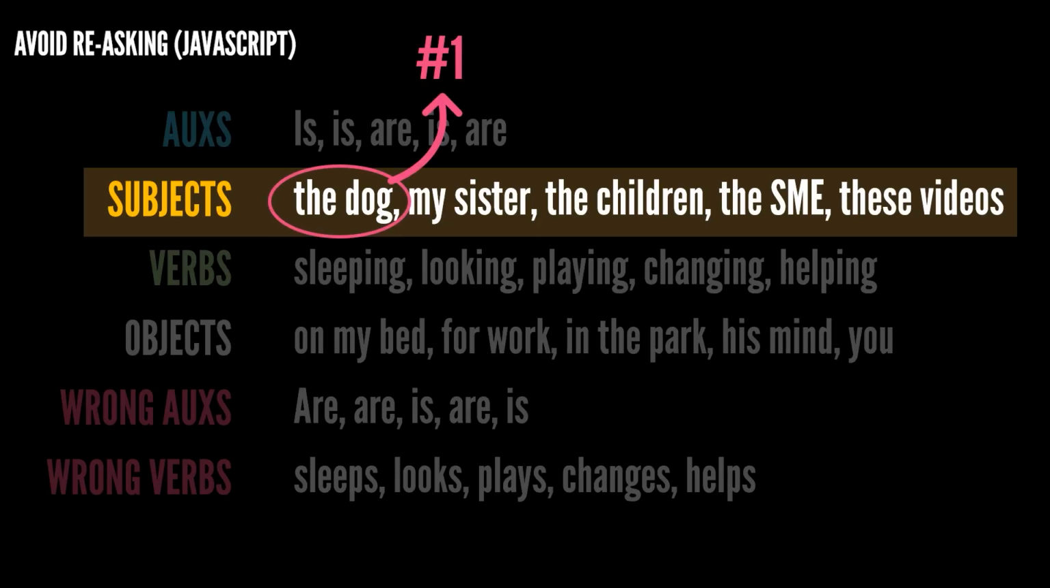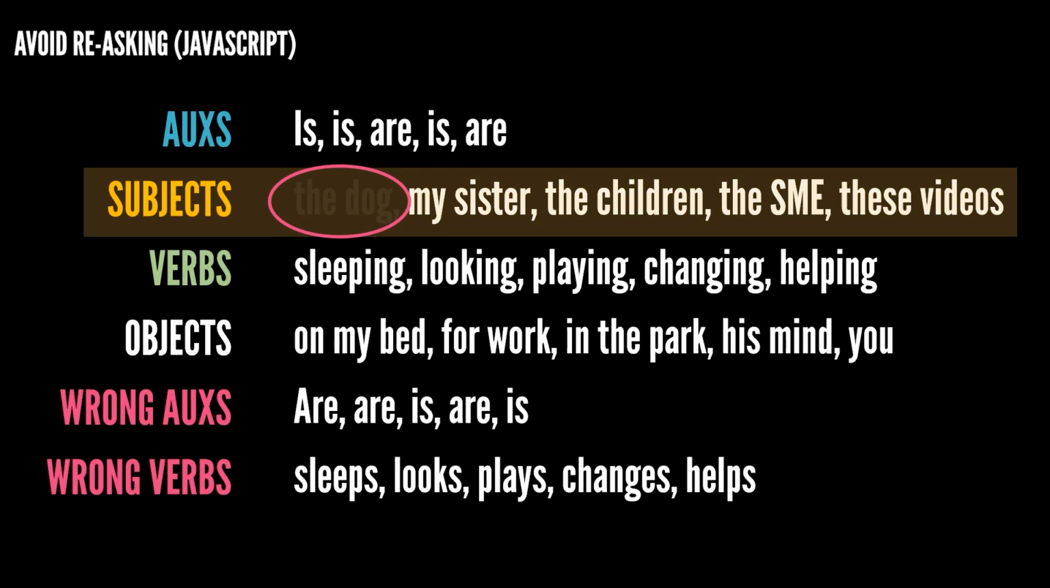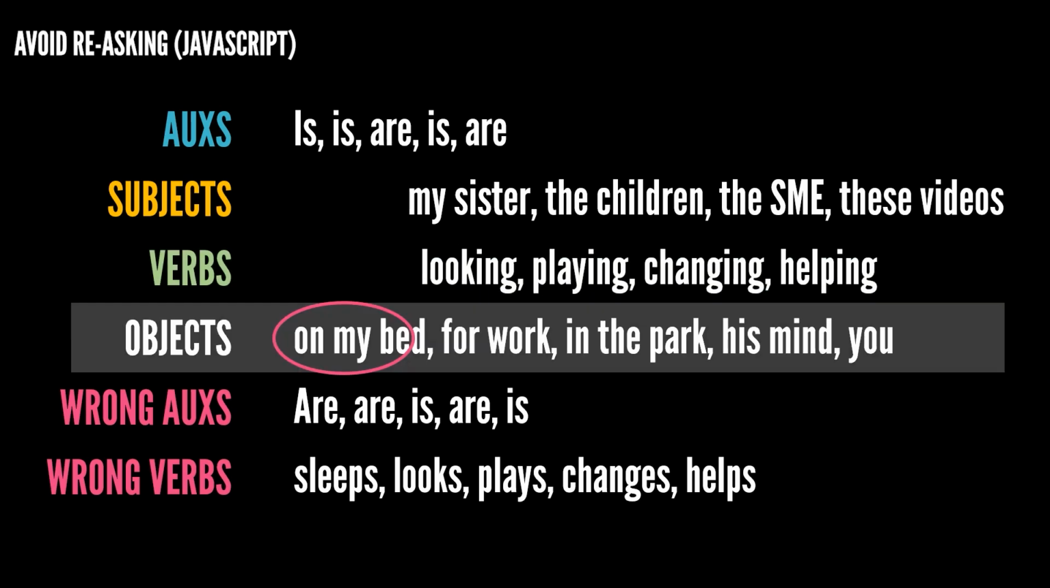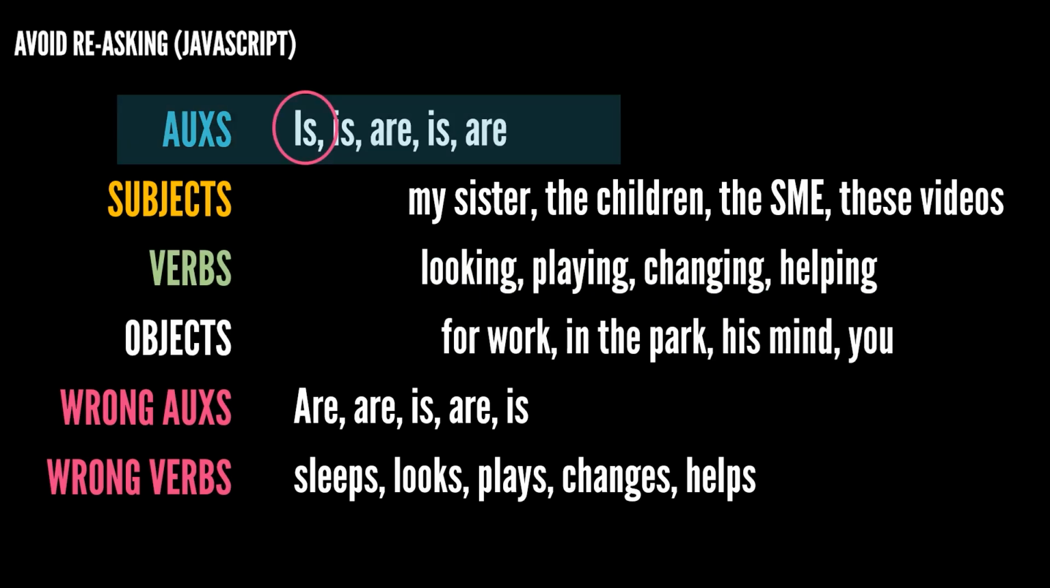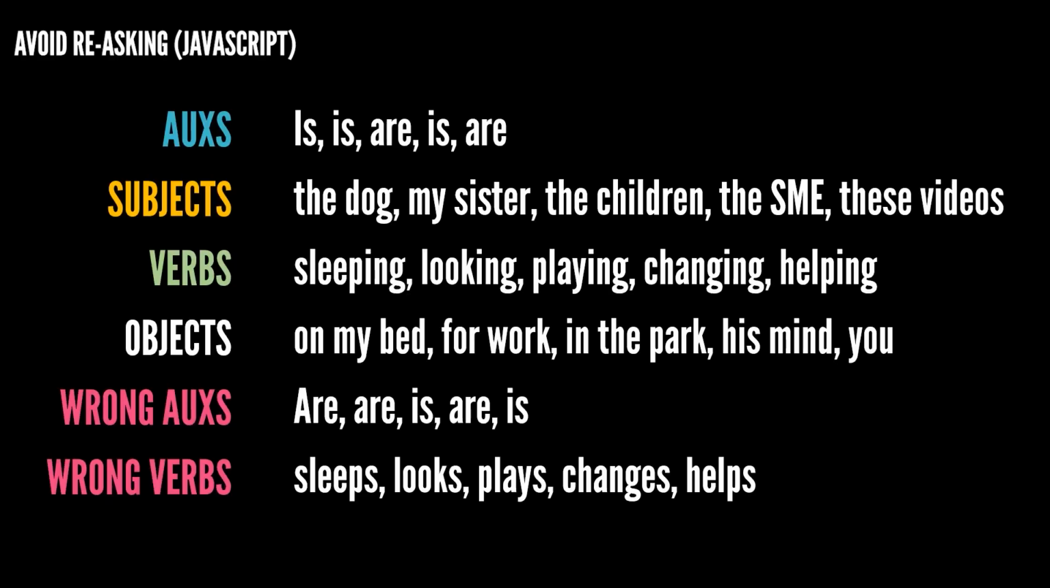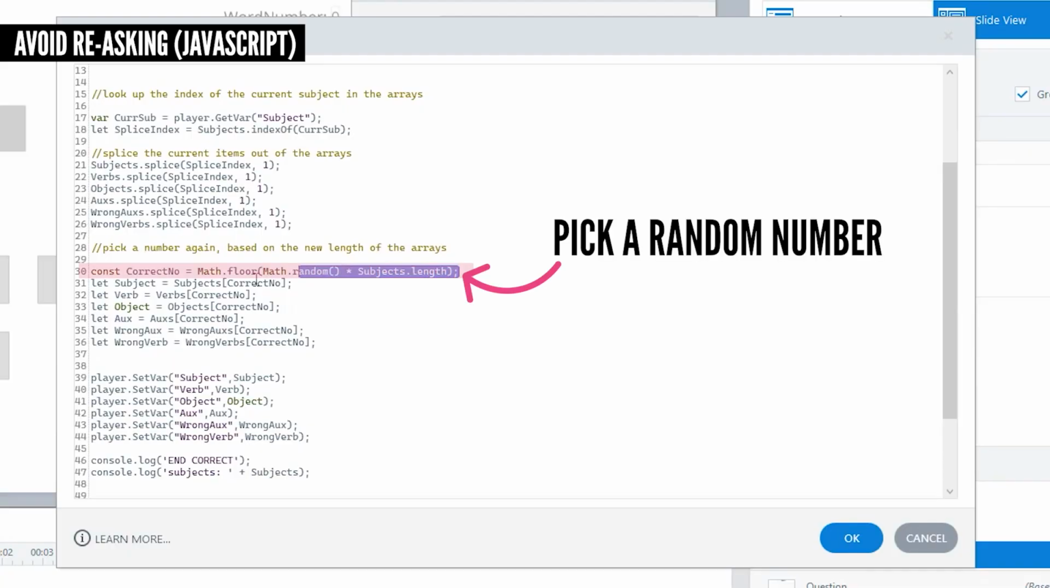So now it's going to remove it from the array of possible subjects, and then it's going to remove all the other words that come first, too. The first verb, the first object, the first auxiliary, etc. So now that question's completely gone, and the arrays are all shorter by 1. If my current question had been my sister, that's number 2, it would have spliced out the second element out of all these arrays. So now when it picks a number, it's going to pick between 1 and the new length of this array, which is 4.